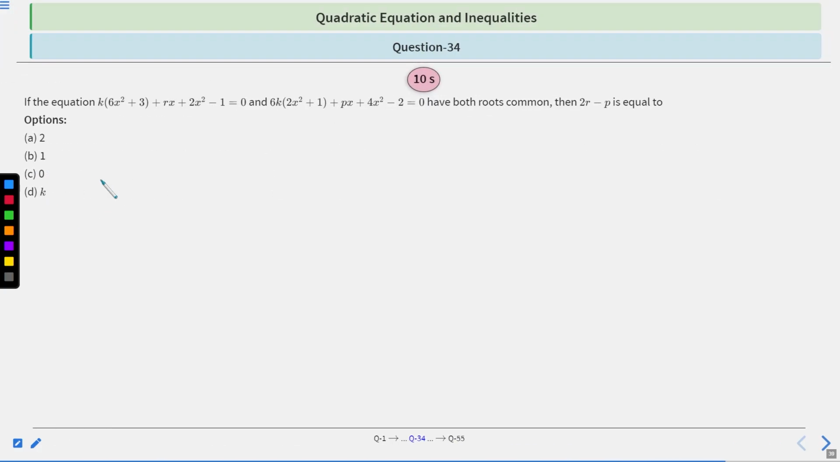Let's move to the question number 34. If the equation k times 6x square plus 3 plus rx plus 2x square minus 1 equal to 0 and 6k times 2x square plus 1 plus px plus 4x square minus 2 equal to 0 have both roots common, then 2r minus p is equal to. So let's move to the solution part after 10 seconds.